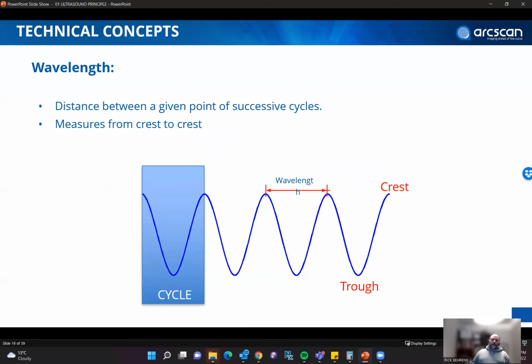Okay. Now, the wavelength is basically the distance between one crest and the next when you're doing the cycles.